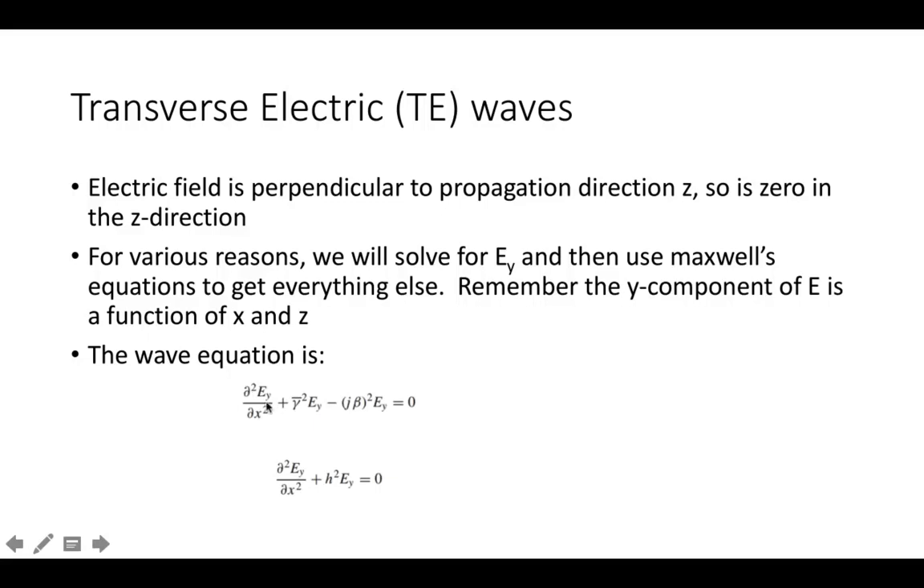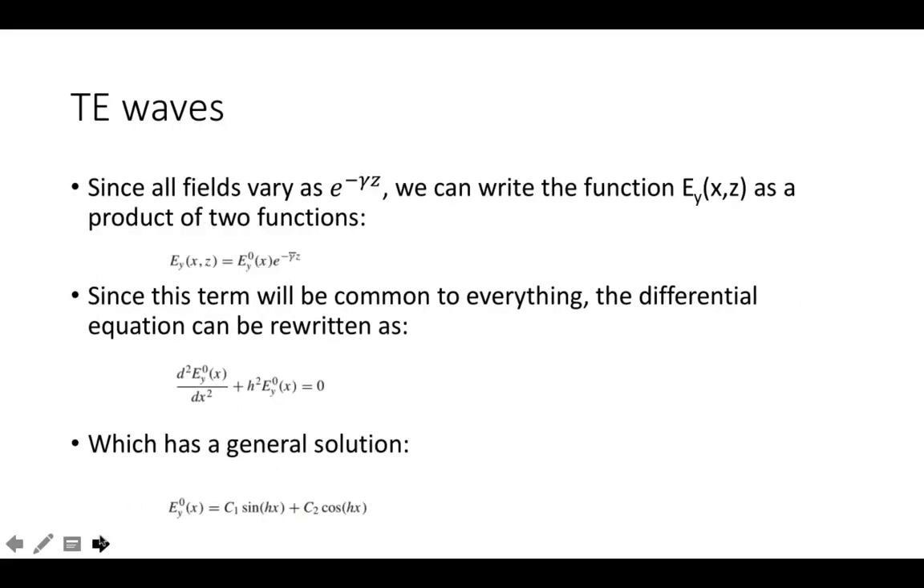So let's take the y component of E and plug it into the differential equation, which we simplified to include this parameter h. And also we know that we've said that all fields will vary as e to the minus gamma z. So this x and z direction variation can be simplified into a function of x and then e to the minus gamma z. And since this term is going to be common to everything, because we're only taking x derivatives, we'll just pull it out for now and we'll put it back in later.